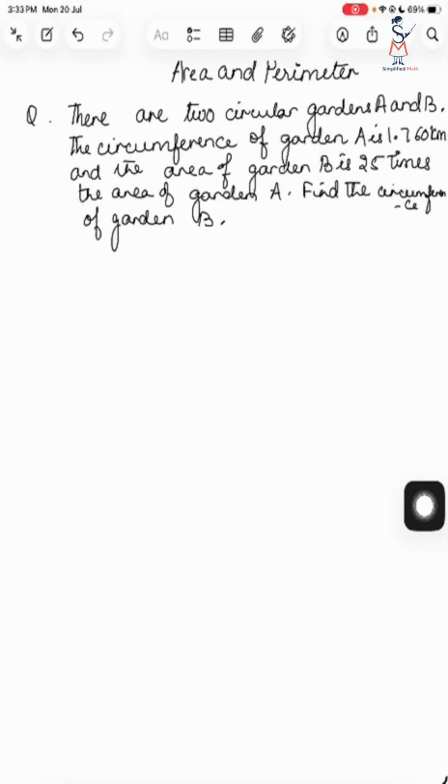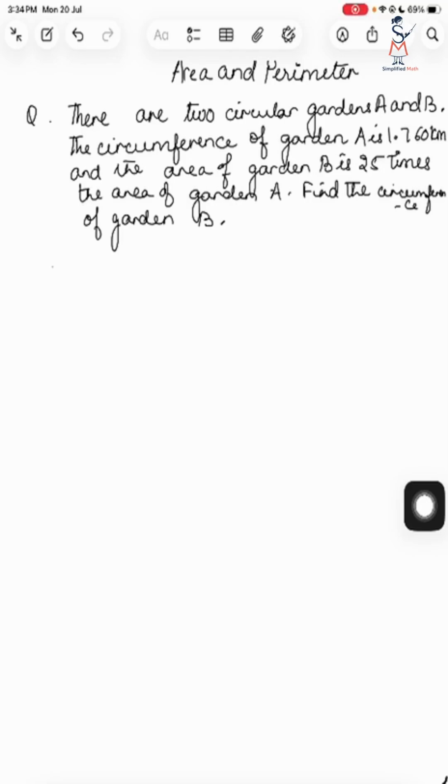Hi, we are doing area and perimeter. The question is: there are two circular gardens A and B. The circumference of garden A is 1.760 kilometer and the area of garden B is 25 times the area of garden A. Find the circumference of garden B.